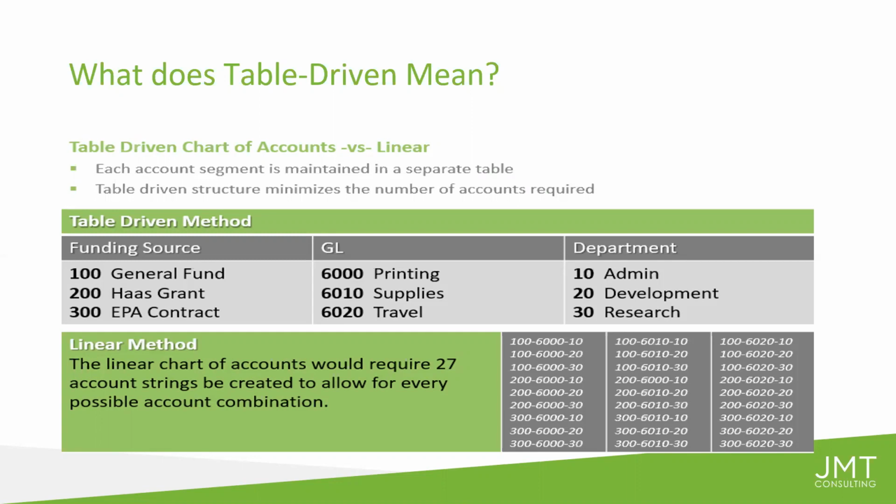With a table-driven chart of accounts, those problems go away. They simply just don't exist. Each segment list is maintained on a separate table. MIP allows you to characterize your segments and match the report data to the story you want to present to your board.